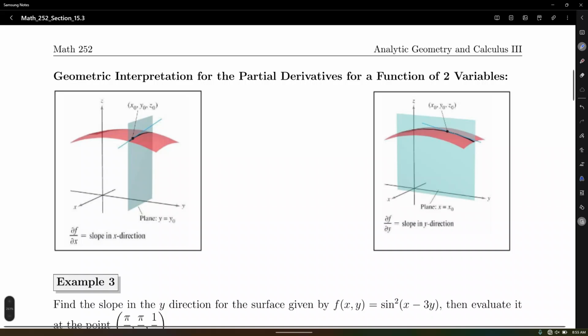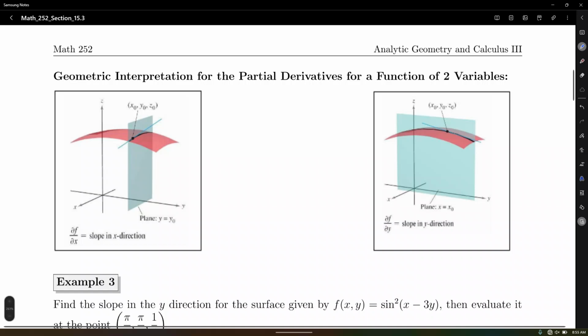In other words, it's going to give us the slope in the y direction. All right. Well, so that's what the partial derivatives mean. Slope in the x direction, slope in the y direction. But actually, what about the slope in other directions?